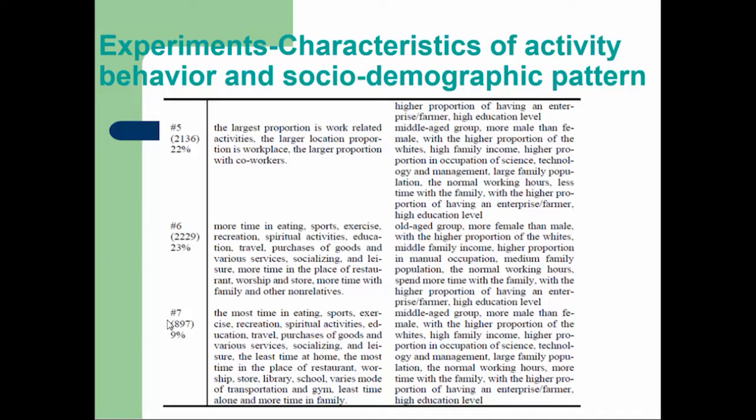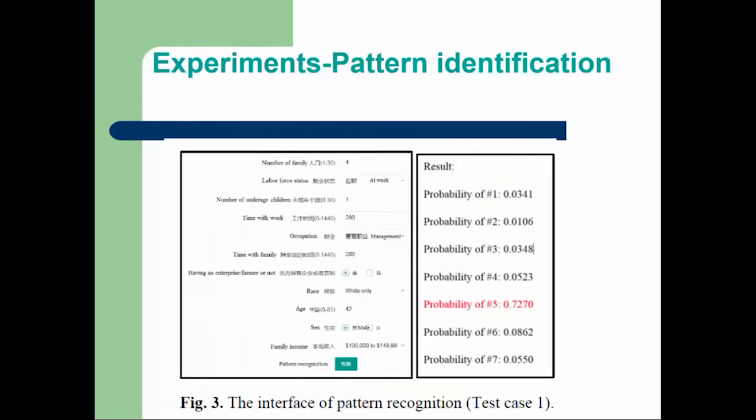In Cluster 7, the most time is eating, sports, exercise, recreation, spiritual activities, etc. They are middle-aged group, more male than female. They have a high family income, so they are middle-aged rich people.